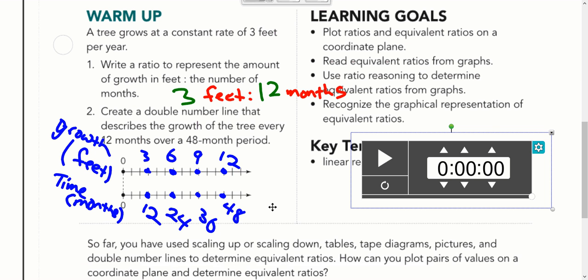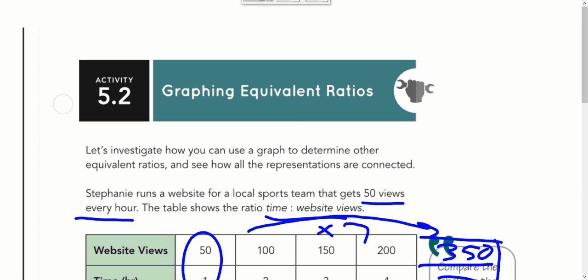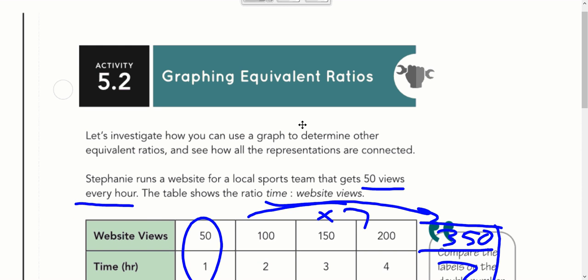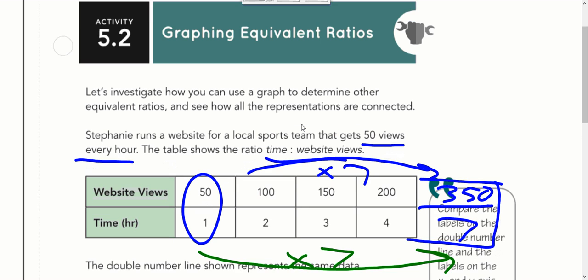All right? So from that, we can answer some questions, such as after 2 years, how tall would the tree be? Or how much did it grow in 48 months? And things like that. Okay? So that kind of lays the foundation for what we're about to look at here, and that is graphing.